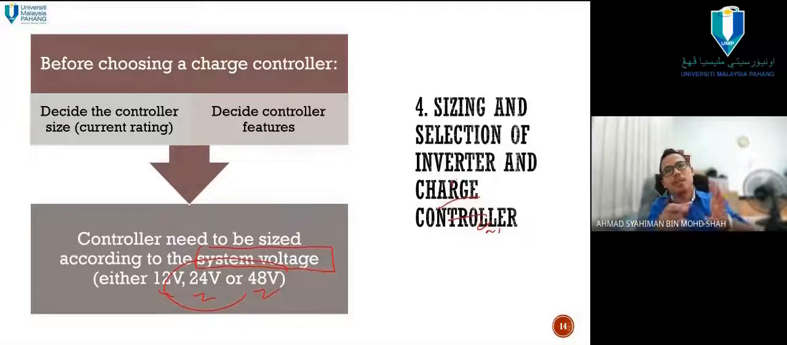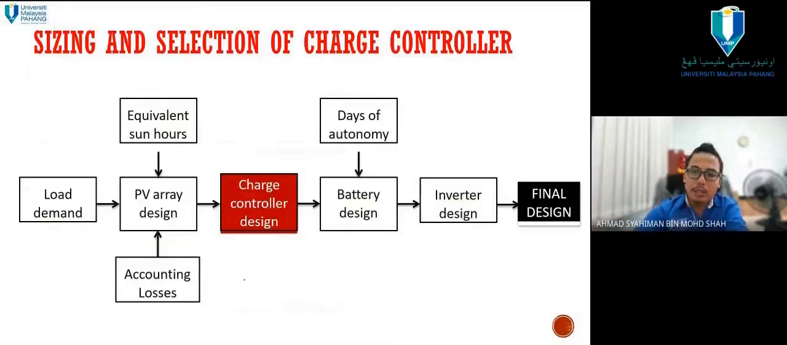There's some inverter or the charge controller they are flexible. 12, 24, 48 they can do. But there's some inverter also dedicated only for 24 volt only. So make sure you read the terms and condition very carefully before you decide to buy. Okay.